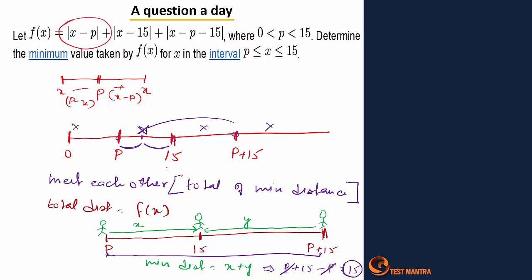So let's not consider this one as a modulus part, let's consider this as a normal distance formula, and we'll just apply the basics of distance in these cases. So I can always solve the modulus question with the help of arithmetic.